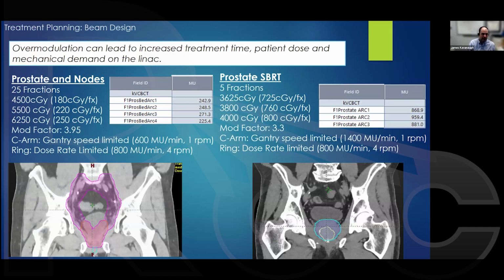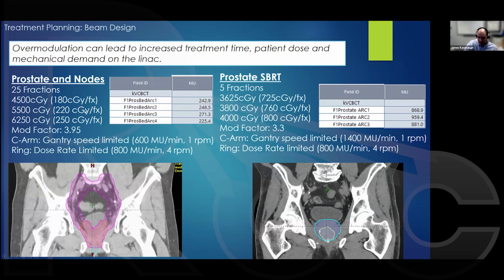Lots going on in this slide, so I'll get into the details here. Two different examples: on the left, prostate nodes; on the right, prostate SBRT for 5 fractions. You can see the dose levels, 45, 55, and 62.50 Gy over 25 fractions. We used 4 arcs here, roughly about 225 to 270 MU, so on average about 250 per arc. And that modulation factor, when you do the math, is almost 4.